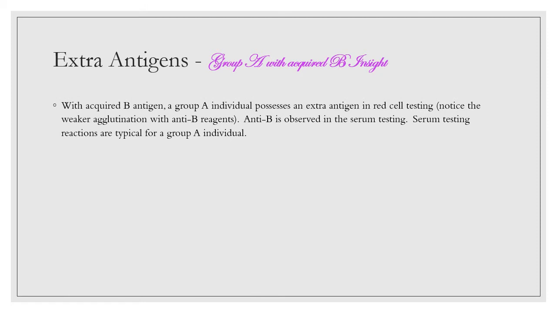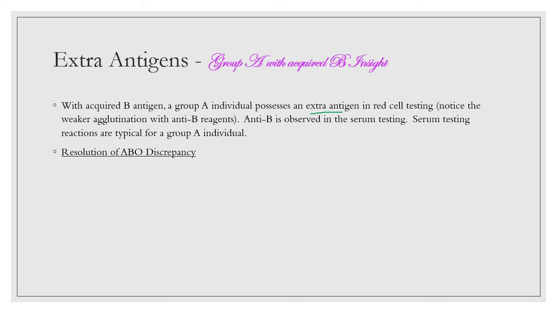So why does a person have a group A and an acquired B? Why do they get that? Well, the acquired B antigen is a group A individual possessing an extra antigen in the red cell testing. Weaker agglutination, you saw that. Anti-B is observed in the serum. Serum testing reactions are typical for a group A individual.